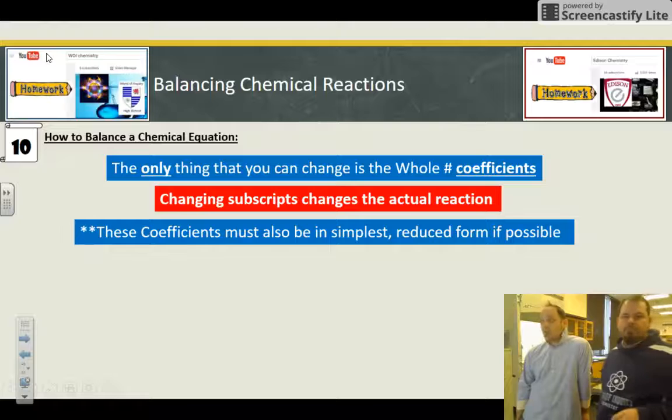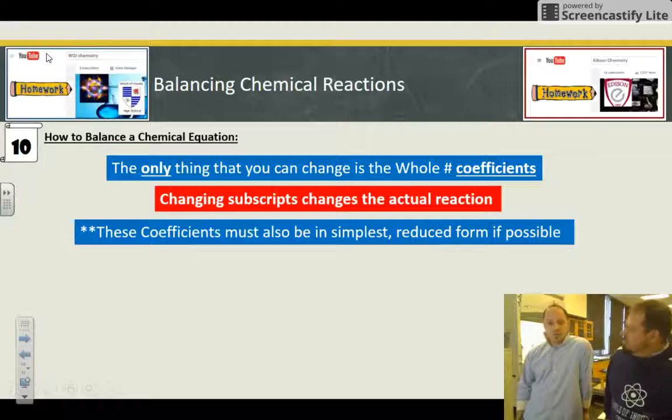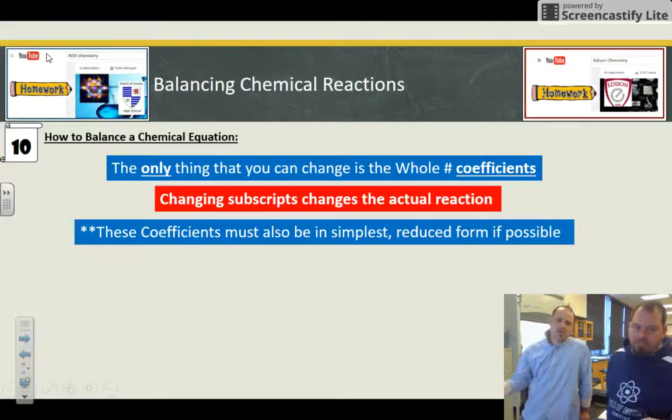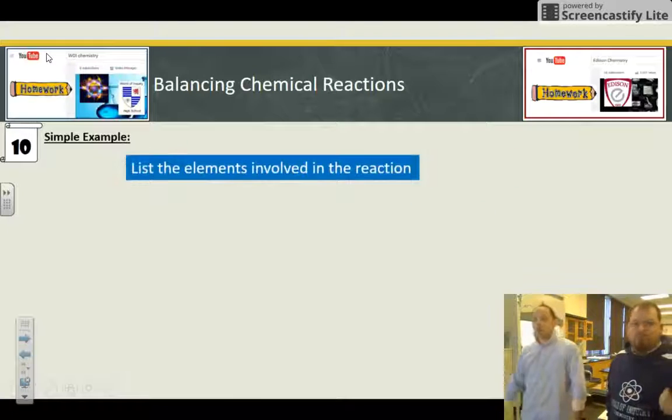Coefficients must also be in their simplest reduced form if possible. Sometimes people make mistakes and keep going past where they were supposed to. And you'll see at the very end, all the mole coefficients would have a greatest common factor. If you can reduce, you must. That's it. So, simple example.